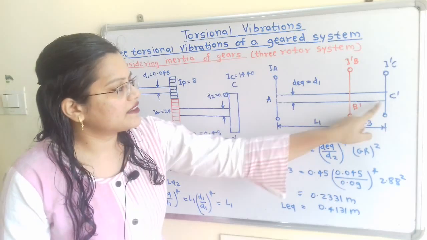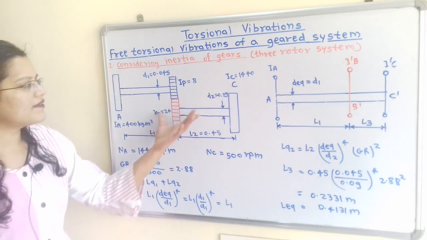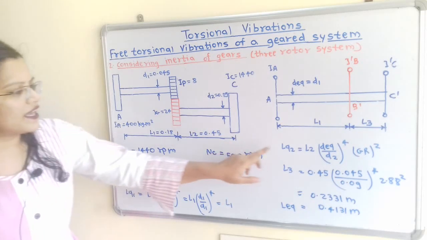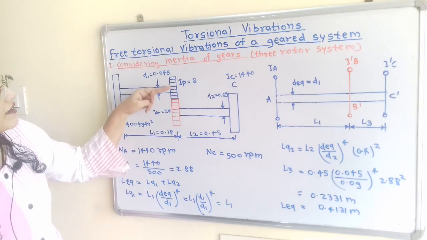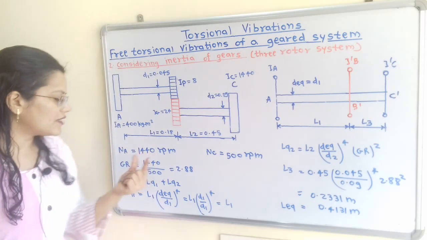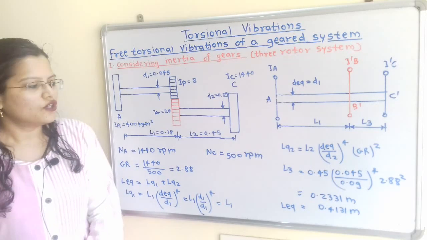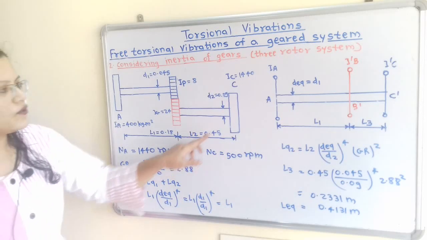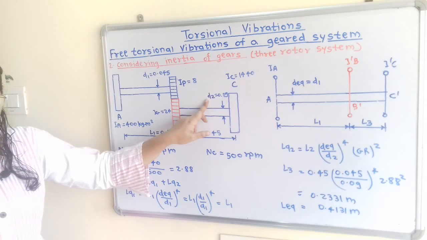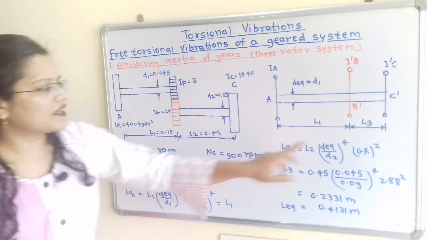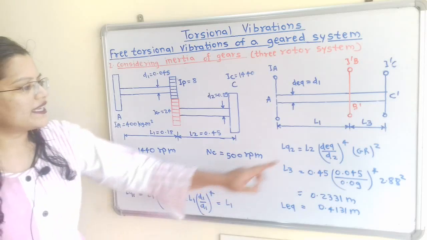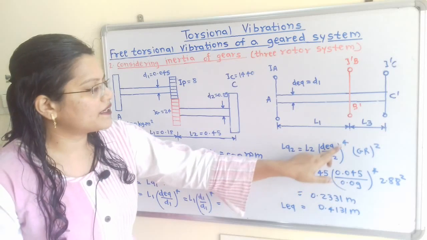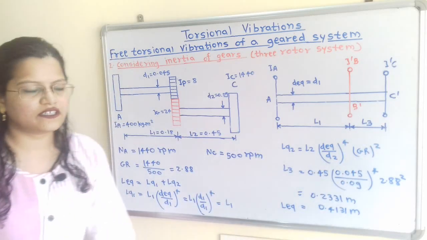Now we will move to the second part, that is we have to calculate LQ2, that is the equivalent length in between B dash and C dash. So again we will refer to the actual diagram. So here we will take LQ2. Because this is the gear and pinion system, we have to also take the reference for this gear ratio. So here we have the formula to calculate LQ2 is equal to L2 into D equivalent by D2 raised to 4 multiplied by gear ratio square. D equivalent is nothing but D1, so we can write L2 into D1 by D2 raised to 4 into GR square, that is gear ratio square.